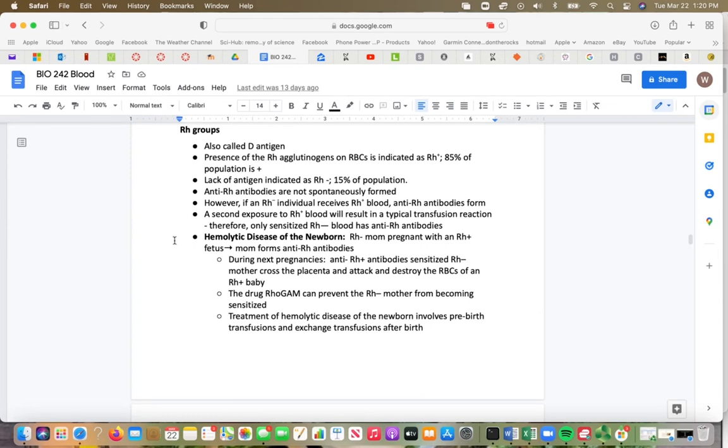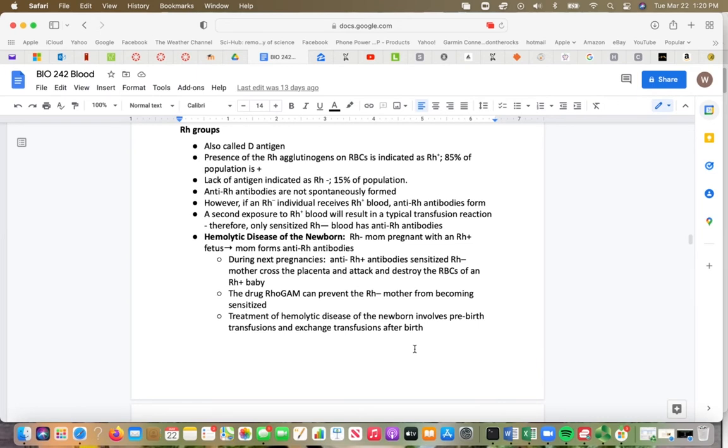Where this is most commonly an issue is when we look at hemolytic disease of a newborn infant. If you have an Rh negative mom who is going to have a baby with an Rh positive man, the baby is going to be Rh positive because it's the dominant trait. The mom will form anti-Rh antibodies. So during subsequent pregnancies, even if it's a different Rh positive man, the anti-Rh antibodies are sensitized, and they'll be able to cross the placenta and destroy the red blood cells of that Rh positive baby, which is bad news for the baby.